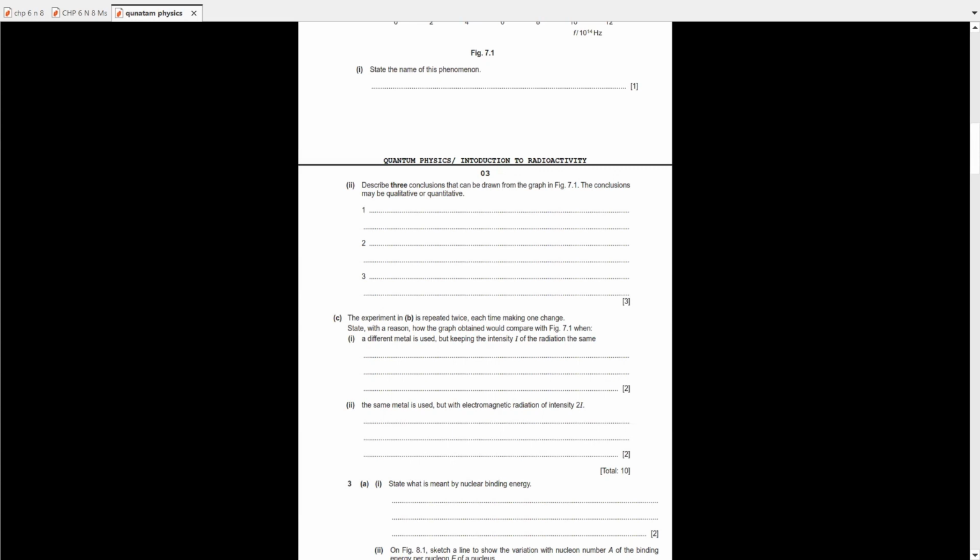What else can we discuss here? How do we know that the gradient of the line is Planck's constant? Because we have just discussed that E equals hf for a quantum, and h equals E over f. What is the gradient? Gradient is given as y over x. Y is E, x is f. So yes, it is the gradient. The gradient of the line gives us Planck's constant.